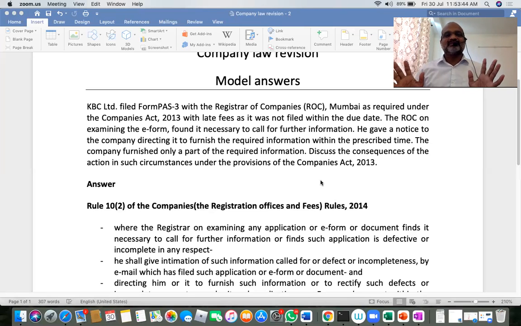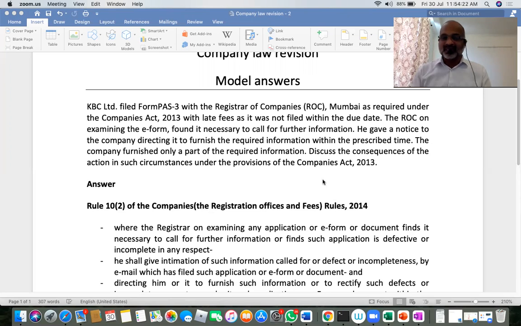So understand the case law first of all. This is about filing something and incorrect information. So discuss the consequences of action in such circumstances. That means what exactly the ROC would do. You can't directly say the answer. Many of you, when we conduct exams, start the answer directly. That is not correct. First explain the concept. The question itself is filing related, so explain the filing related concept first. In the first option, always explain the filing related concept.